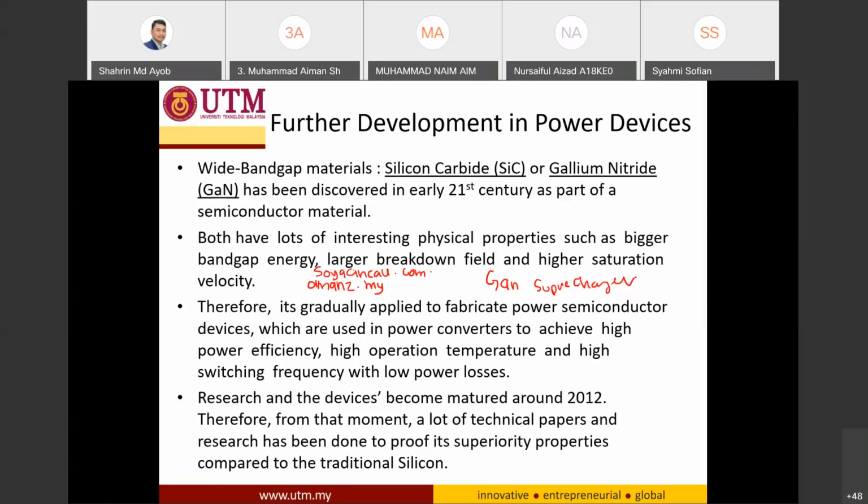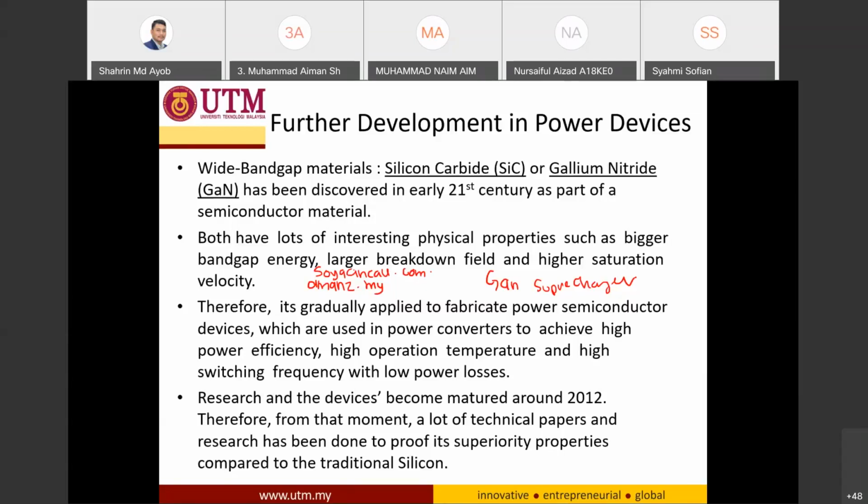Okay, so actually this GaN charger is entering Malaysia. So you can purchase this GaN charger, I think maybe around 100 ringgit Malaysia. And this GaN has the capability to supercharge your handphone battery. Why? Because this technology of the materials used for the transistor makes the charger have a high current rating and high voltage rating. So that makes your charger become faster.